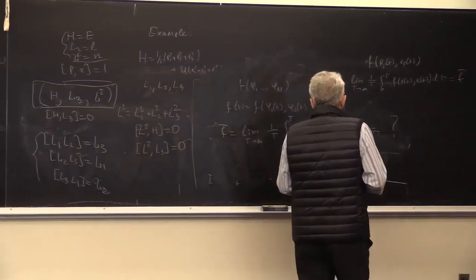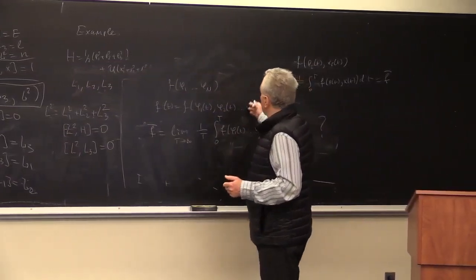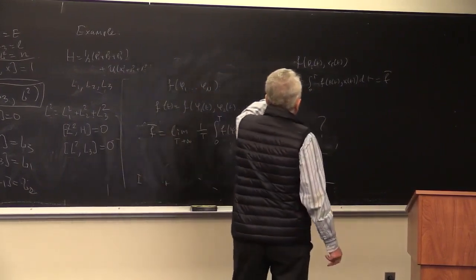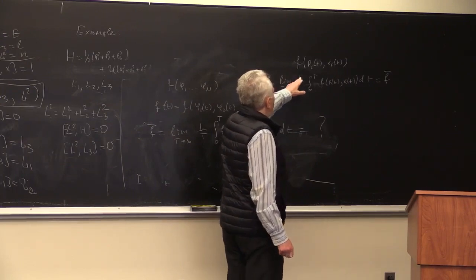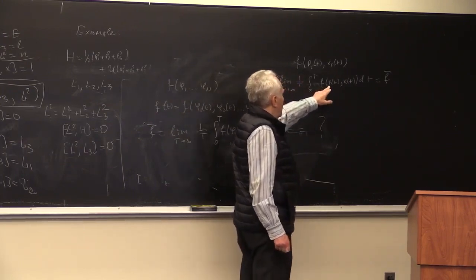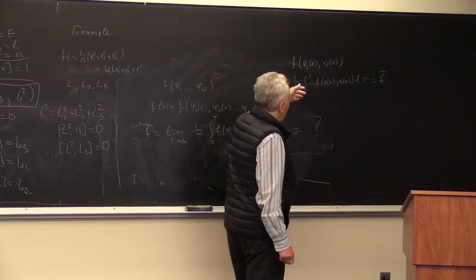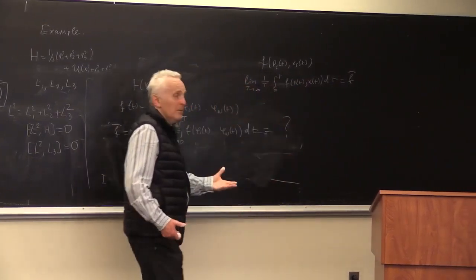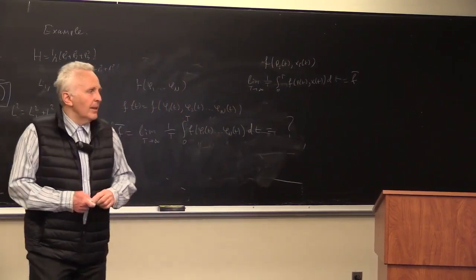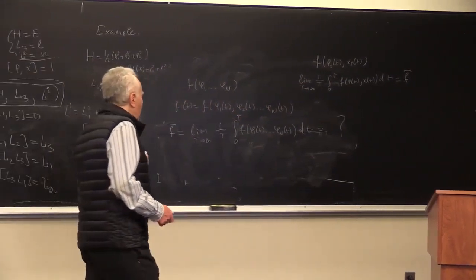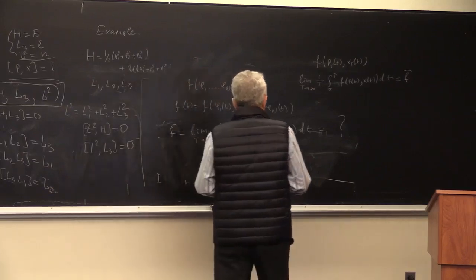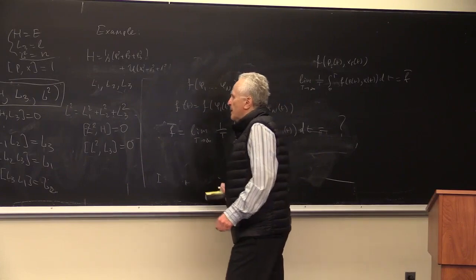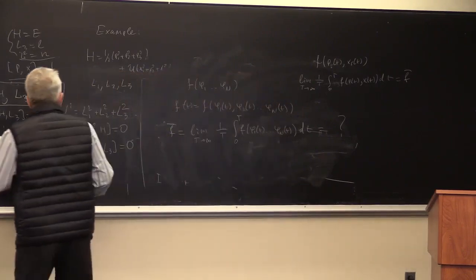The question is how to calculate it, because from the definition it seems terrible. Actually, here we have the function which depends on 10 to 23 variables for a gas. Now, what is remarkable, though, is that this thing can be calculated quite efficiently.